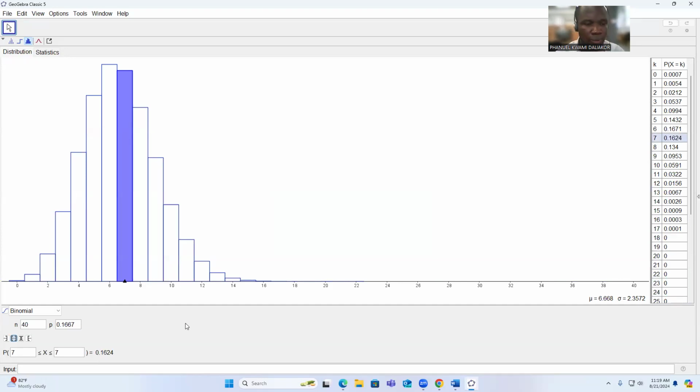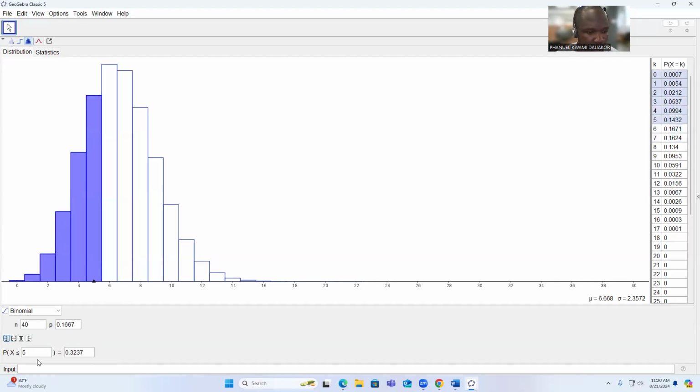Okay, so we continue. What is the probability that we have at most 5 trials? At most means 5 or less. It should be 5 or less. So 5. So we have it to be what? 0.3237 as our probability.